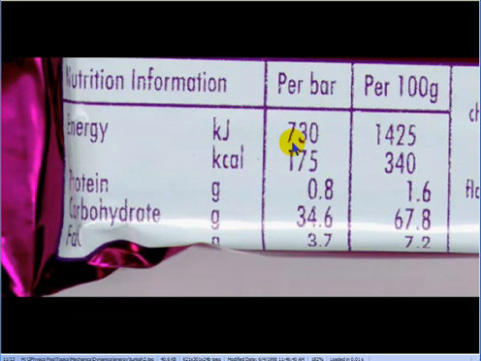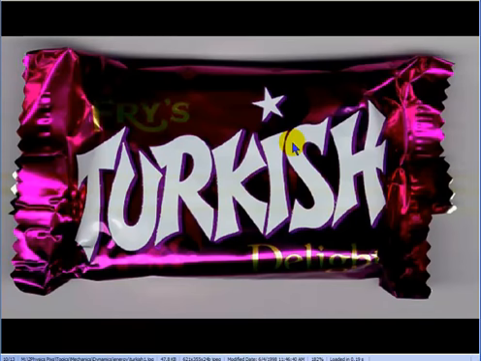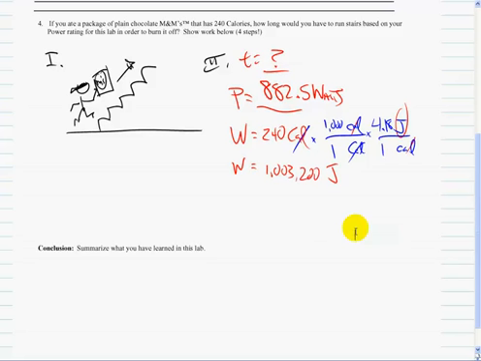So that was kind of interesting that the Turkish Delight candy bar actually listed the actual energy content in the proper metric units, but also in our American units. Anyhow, let's wrap up this problem.